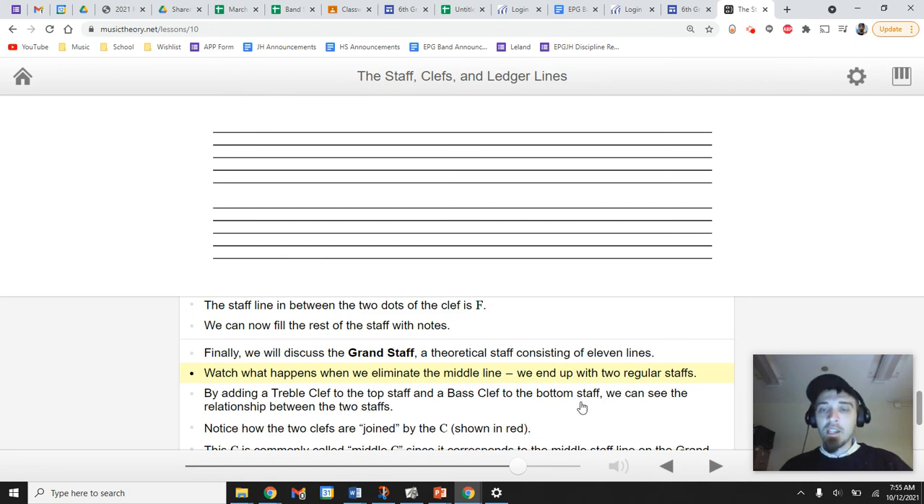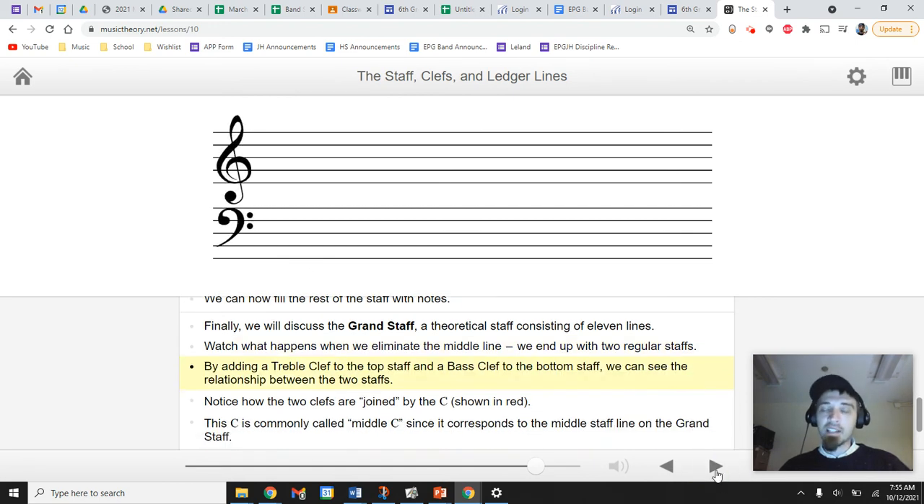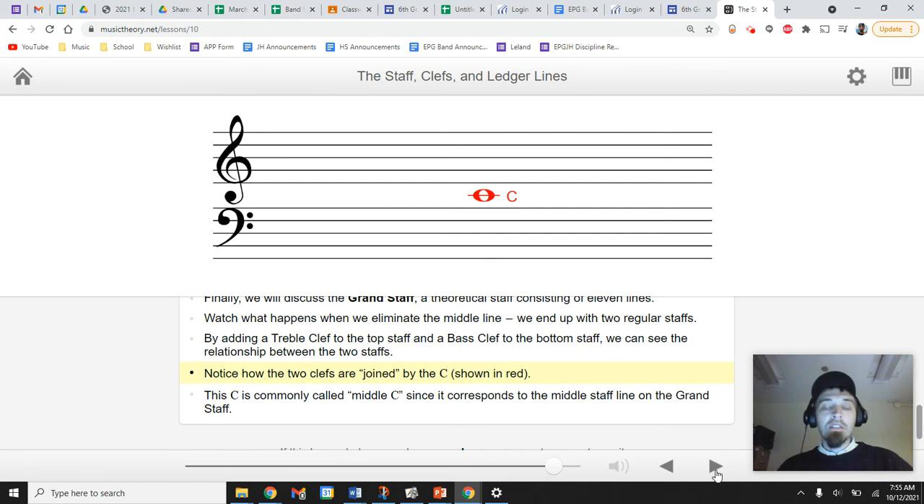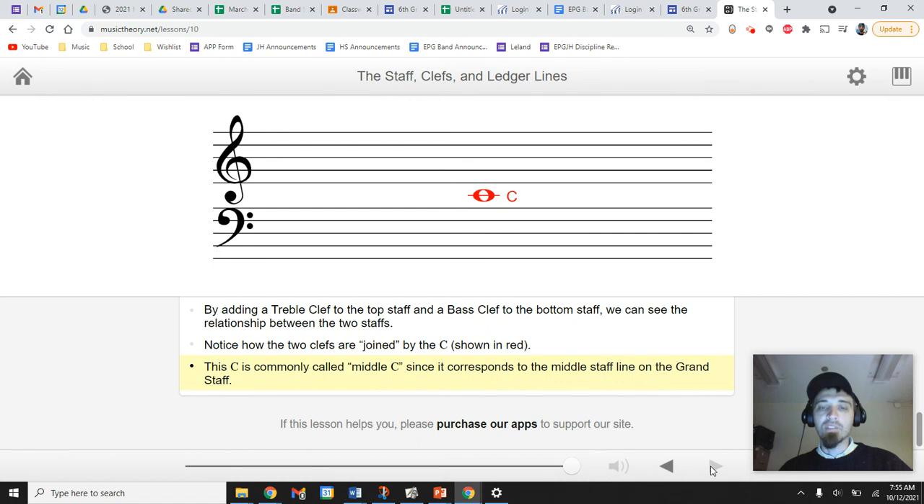Sure does. So when I add a treble clef on top, because that's our higher sounds, and a bass clef on bottom, because that's our lower sounds, we see now that there is a relationship. The treble clef staff is a precise amount above the bass clef staff. The 2 staffs share a note in common. That's called middle C. You remember that line we eliminated? That lives on that line. Like I said, it's called middle C because it corresponds to the middle staff line in the grand staff.